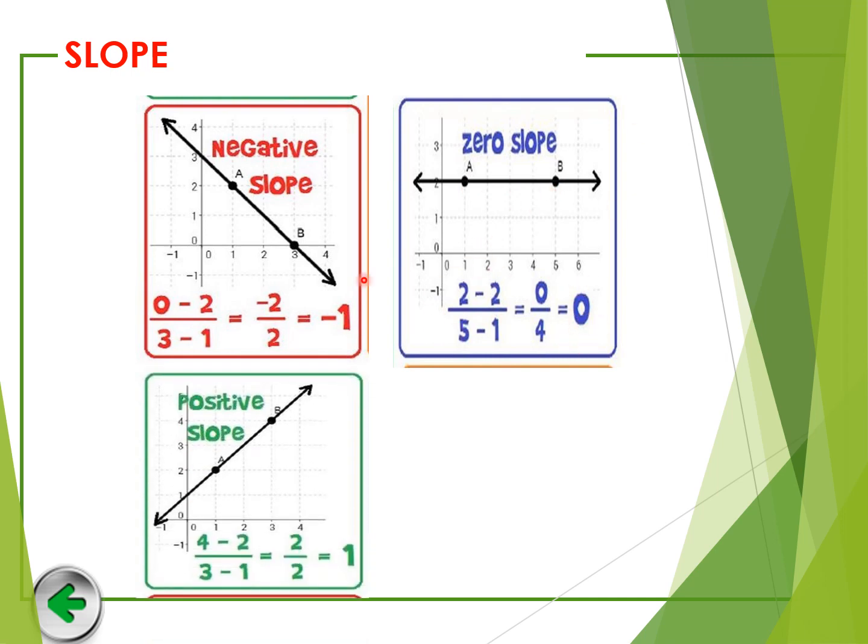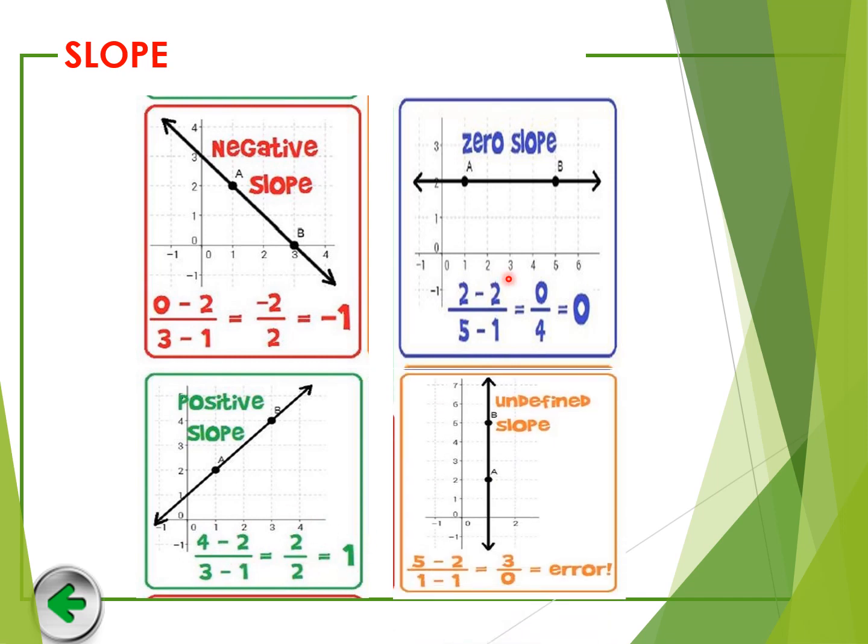Third example is you have a line, as you see here, you're going to get a positive gradient. So when you take these 2 points, A and B, plug it into the gradient formula, you're going to get a positive gradient. And last, if you have a vertical line, you take 2 points on that vertical line, plug it into the gradient formula, you're going to get an error. It's undefined.